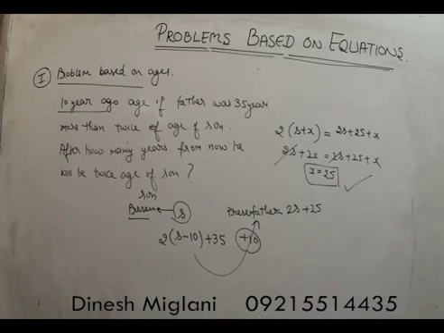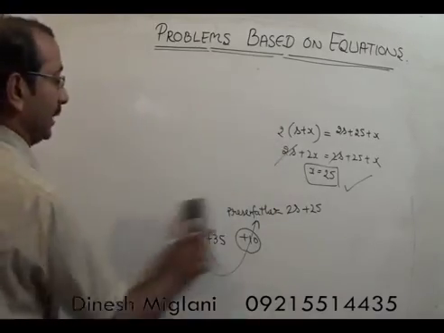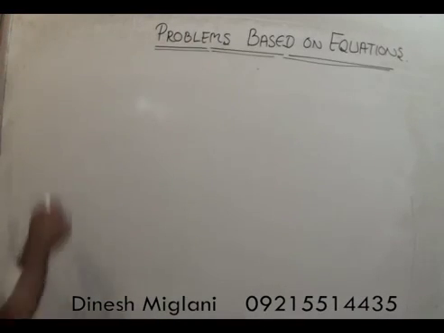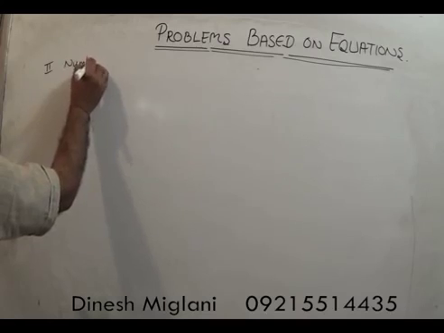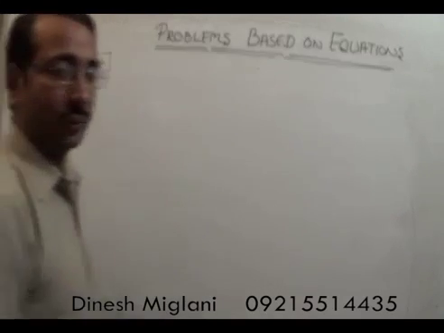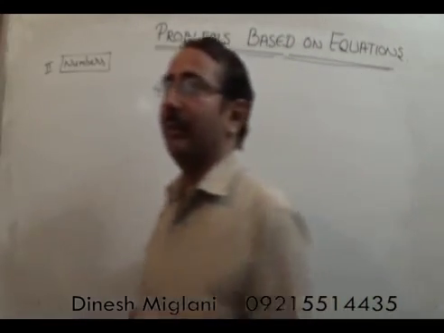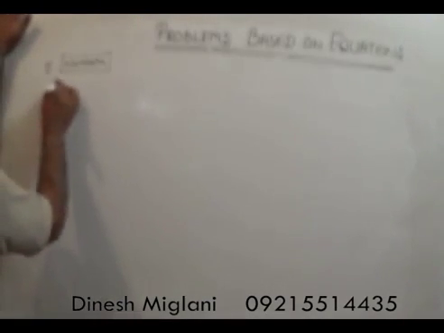Right? So these are our first type of problems, which are known as problems based on ages. Then we have second type of questions, which are based on the concept of numbers. In the number problem, we have two different types of questions. The first question deals with even numbers, integers or odd numbers. We are starting with the first one.